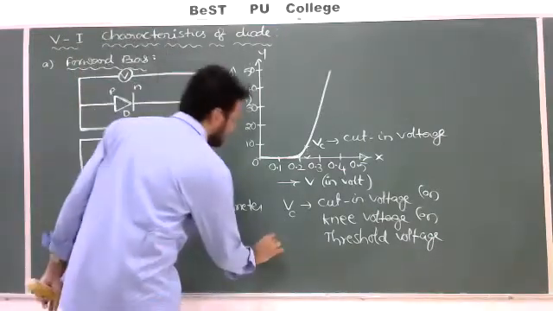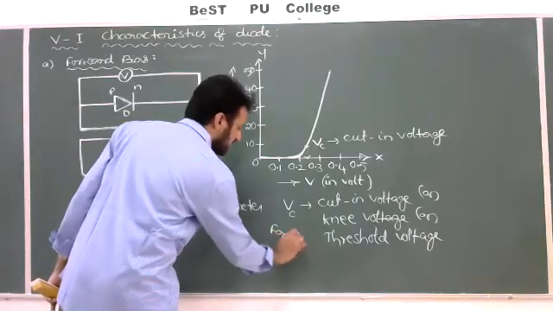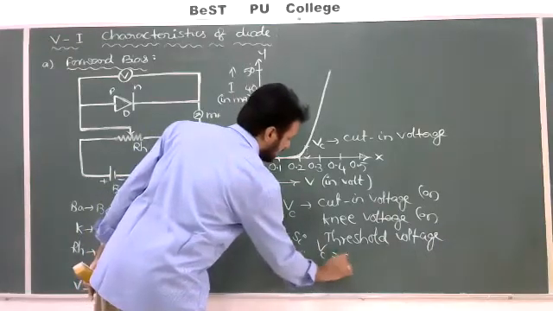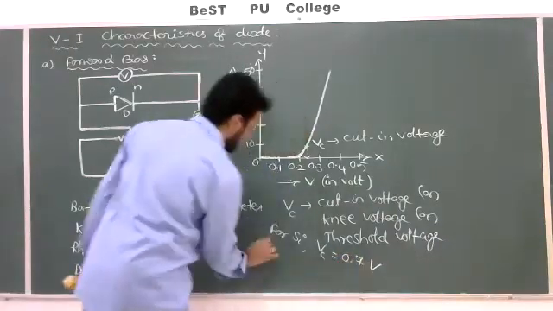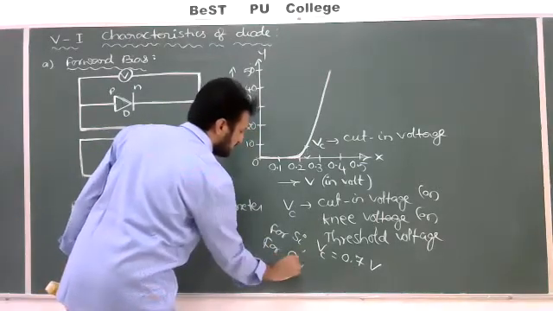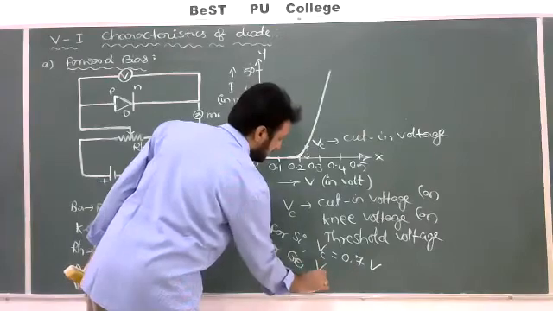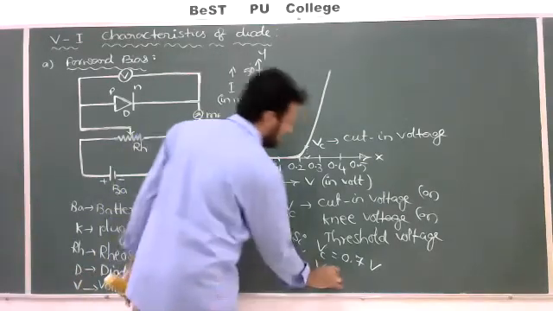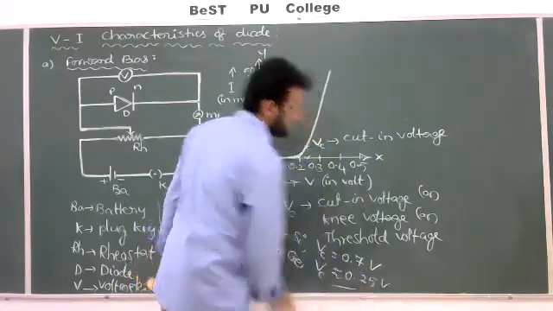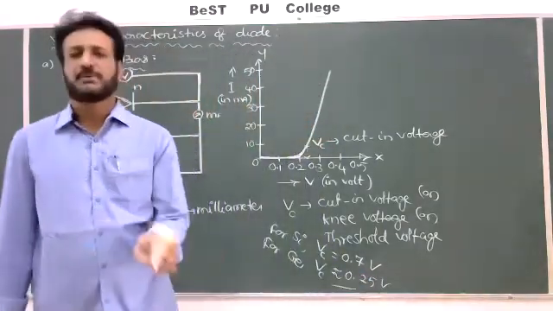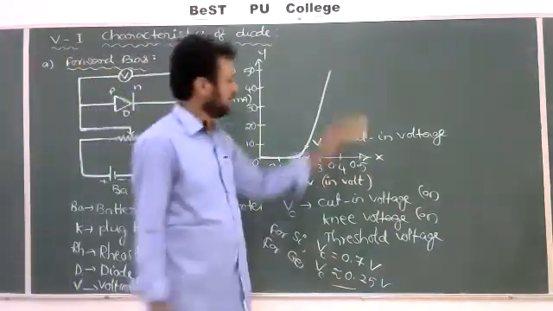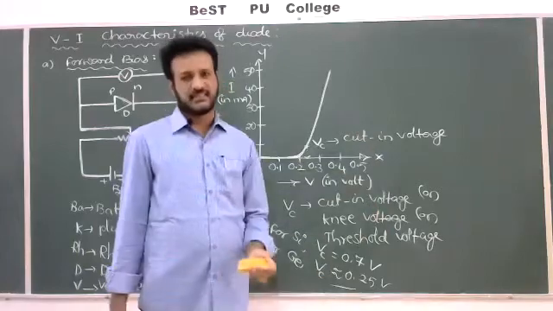For example, if you select silicon, the threshold voltage or cut-in voltage is approximately 0.7 volt. For germanium, the critical voltage is approximately 0.2 volt, or 0.25 volt, approximately 0.2 to 0.5. This is an experimental value; the theoretical value may vary a little bit. So that is about the diode forward bias characteristics.